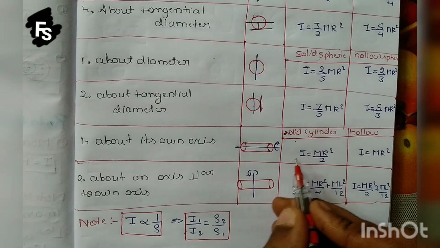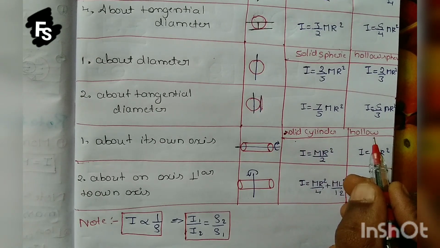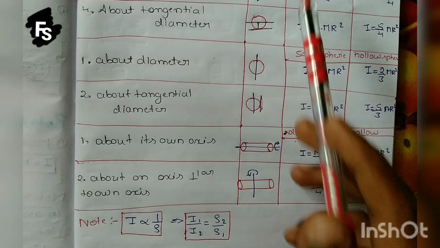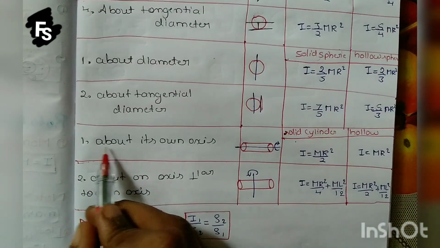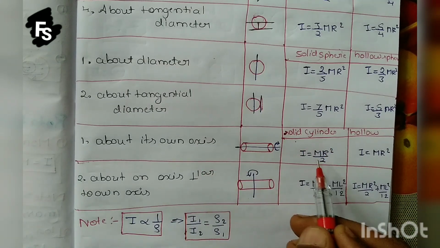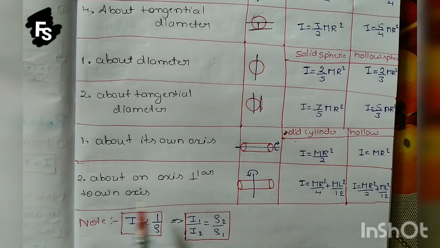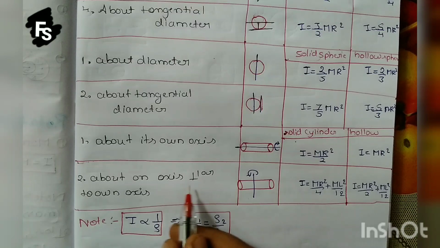So here, for the solid cylinder and hollow cylinder, what is the moment of inertia? This is like the ring and disc. About its own axis, for a solid cylinder, I is equal to mr square by 2. For a hollow cylinder, I is equal to mr square. About an axis perpendicular to one axis, for a solid cylinder, the moment of inertia is equal to mr square by 4 plus ml square by 12. And for a hollow cylinder, I is equal to mr square by 2 plus ml square by 12, about an axis perpendicular to one axis.